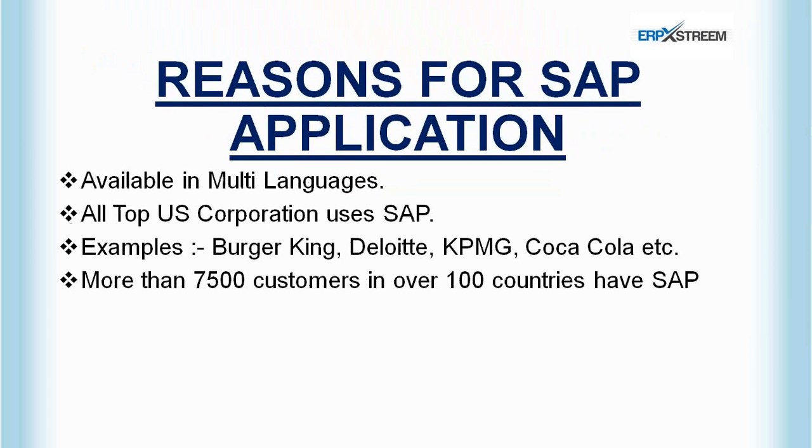So the reasons are: SAP is available in multiple languages. Multi-language means you name a big country, and it will be in that language. Russian, German, Chinese, Eastern languages, Arabic. Just name the country, and it will be in that language. And this is mostly used in top US corporations, not only in the US but all over the world. Take the example of any big organization, you will find it there. We have more than around 1 lakh customers nowadays in over 120 countries.